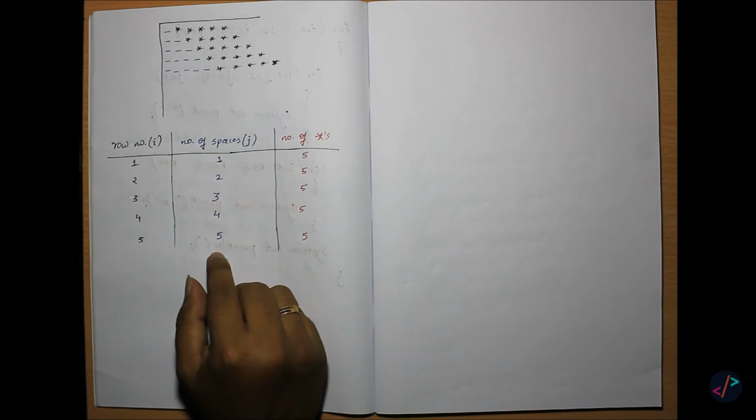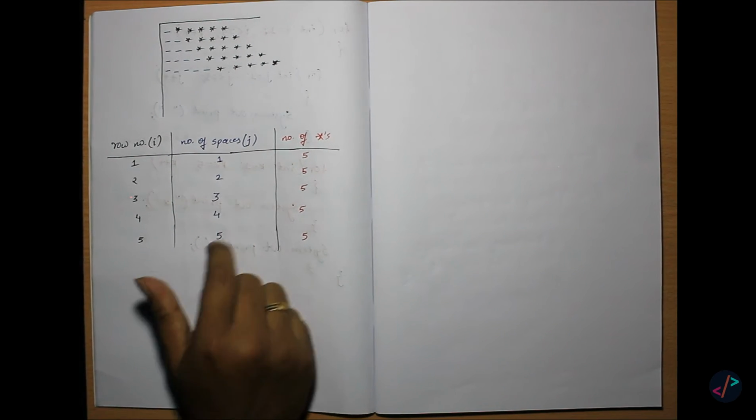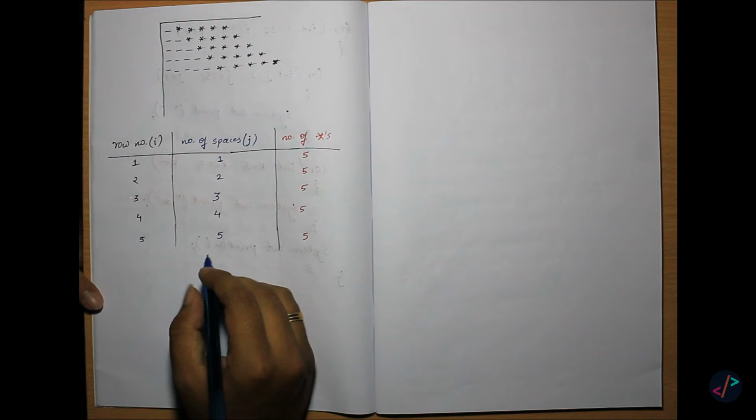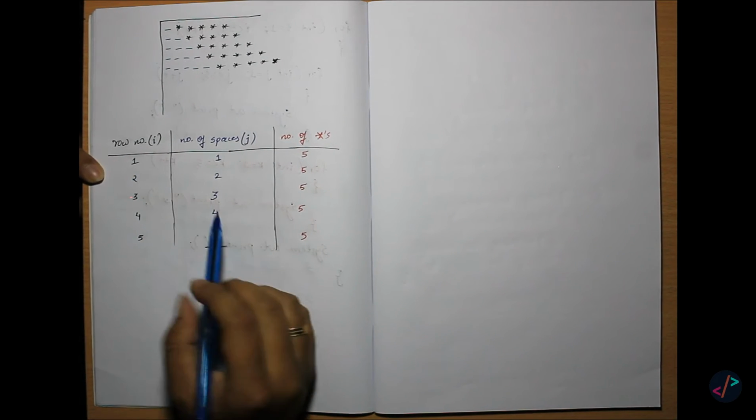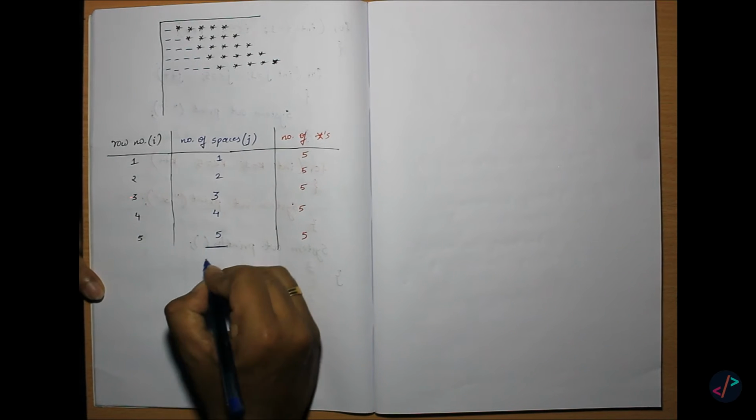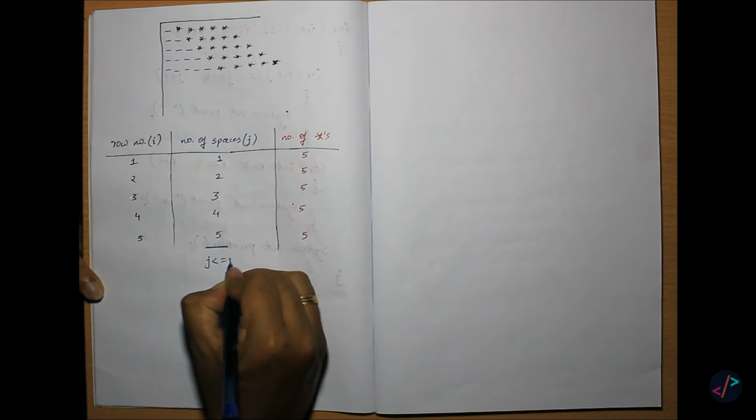So, in my case, till where should the J loop, till where should the J go? If you now closely watch, J will never go more than I. In other words, J should always be less than or equals to I.